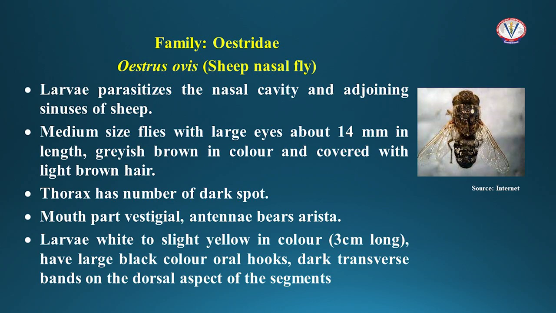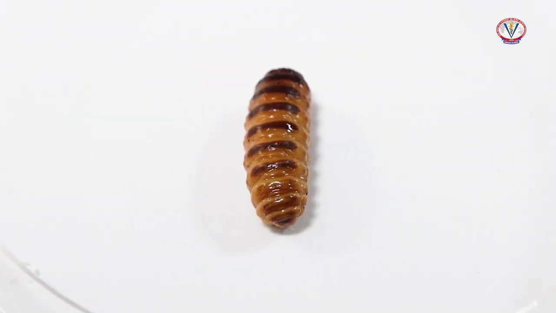Mouth parts are vestigial, antenna bears arista, and the larva is white to slightly yellow in color, around 3 cm long. They have large black oral hooks and dark transverse bands on the dorsal aspect of the segments.